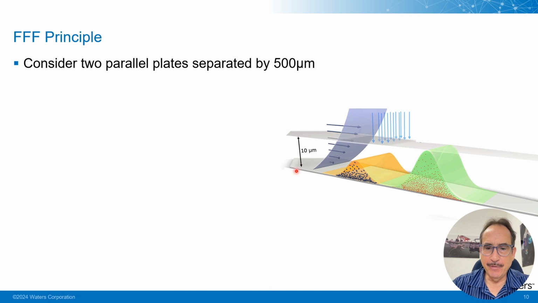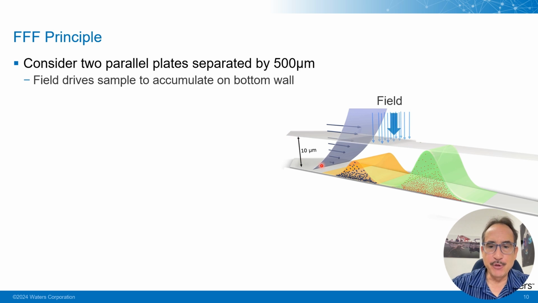So I'm going to show you a very simple model where there are two plates that are separated by 500 microns. So here's the bottom plate, and the upper plate would be way up here. And we're going to concentrate on just what happens right near the bottom plate. So you introduce the sample into the channel. And so here's a sample of large particles and a sample of small particles.